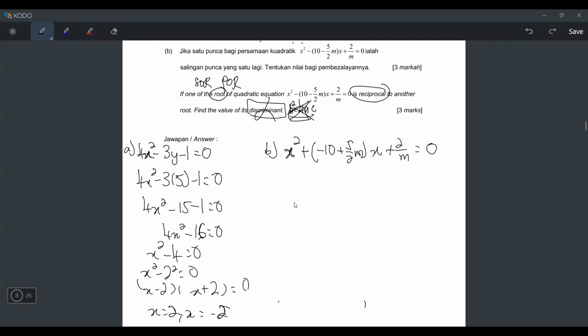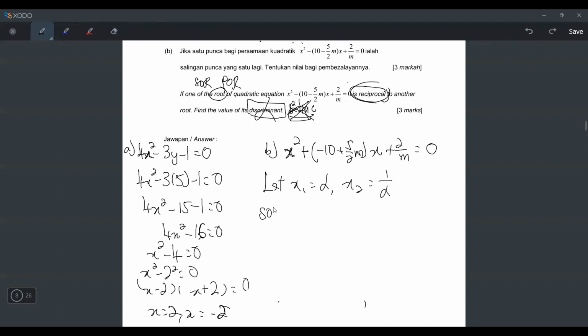So let's find m. And how to do that? Use the sum and product of roots. First of all, I will let x1 equals to alpha, and then x2 equals to 1 over alpha. Let me explain. They say one of the root is reciprocal. The reciprocal here means that if one of the roots is, let's say, 2, then the other root is 1 over 2. That's what it means. If one of the root is 3, then the other one is 1 over 3. Okay, so if one of the root is alpha, then the other one is 1 over alpha. But of course, you don't have to use alpha. You can use any alphabet you want. Okay, so that's what reciprocal means.